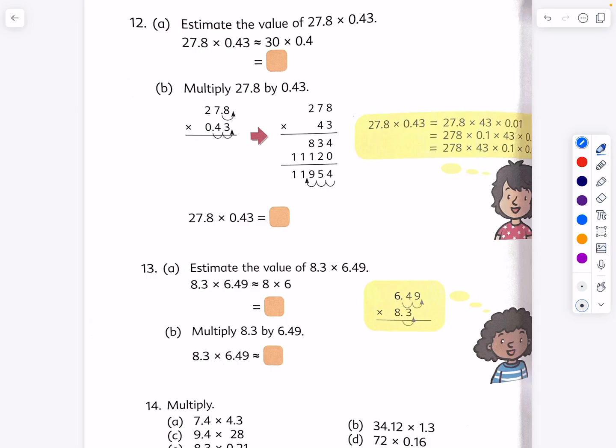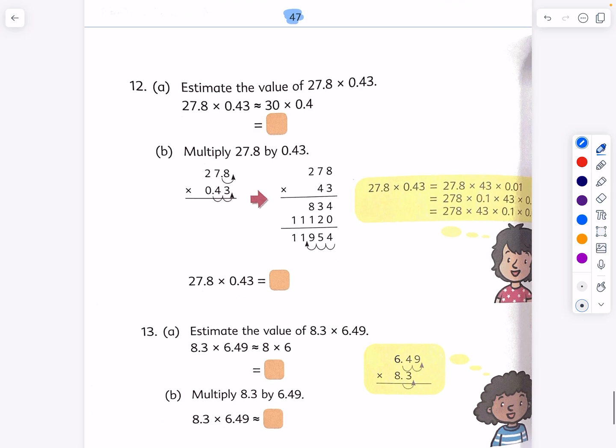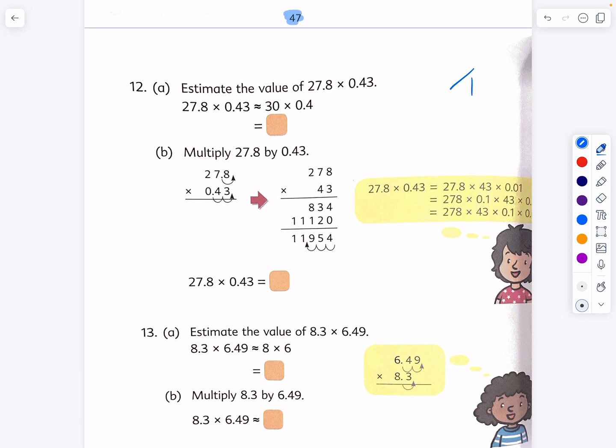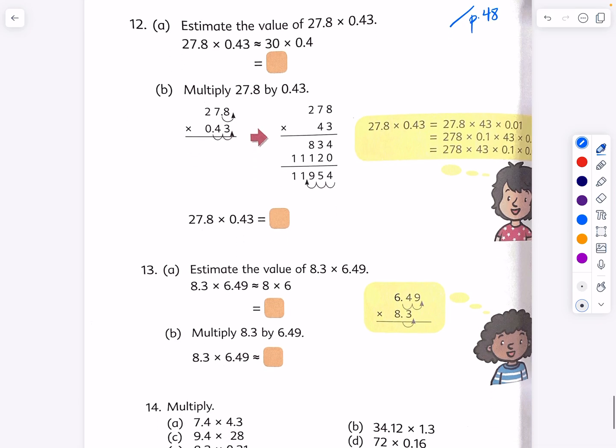Hello, hello. We continue developing proficiency with multiplying decimals, and we are on the final page of this unit. We're on page 48. So I want to spend a little bit more time learning to estimate.